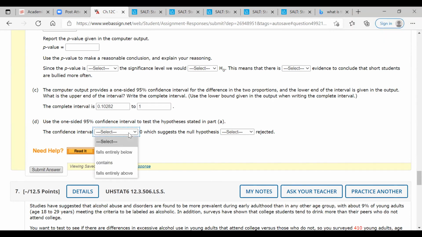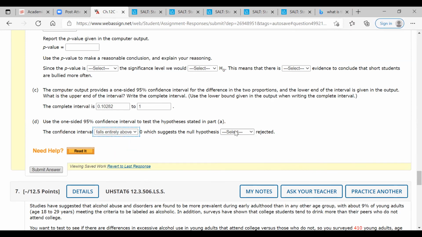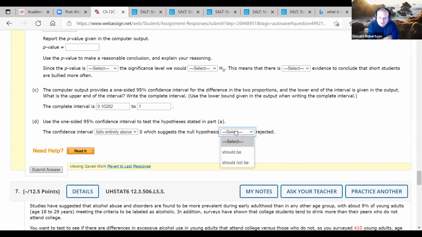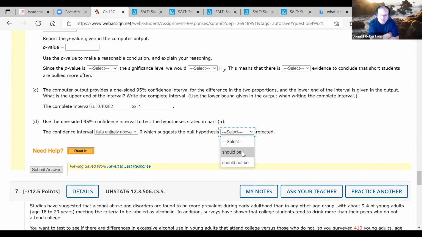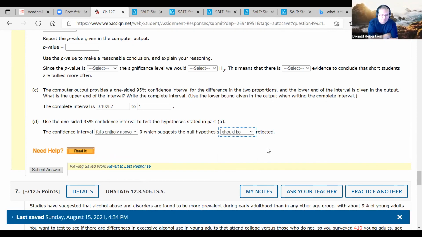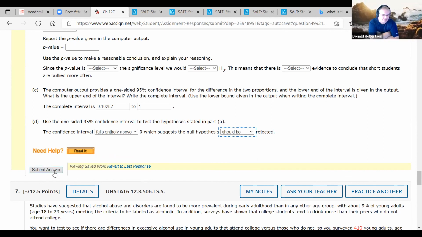So you just pick falls entirely above, because those numbers, you picked below falls entirely above. Right. And when you do that, you should be able to reject it. So it's the one above. You should or you should not? Should be. If your interval is always positive, you should be able to reject the null hypothesis if the null hypothesis says it should be bigger, in this case it is.